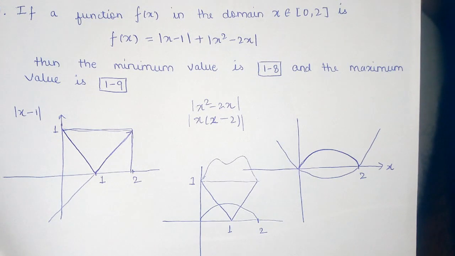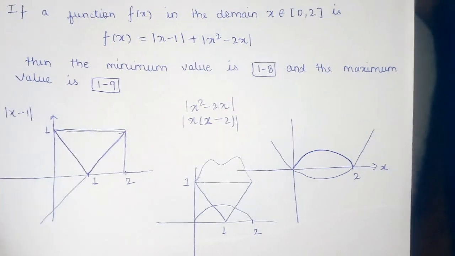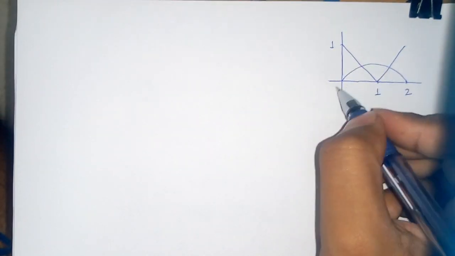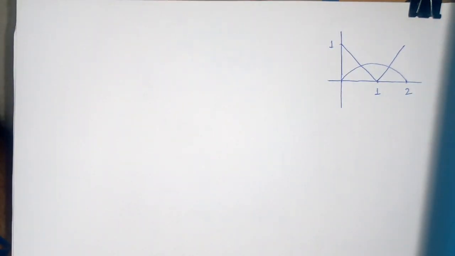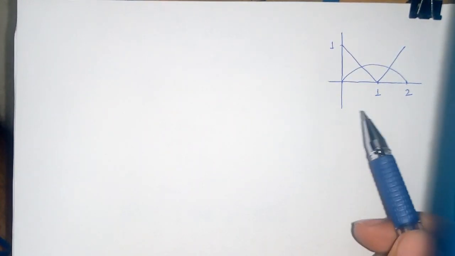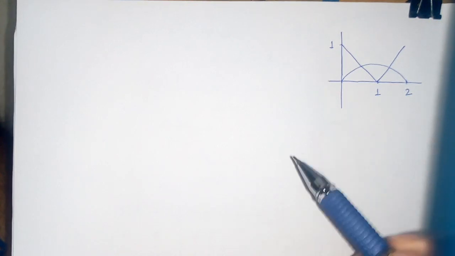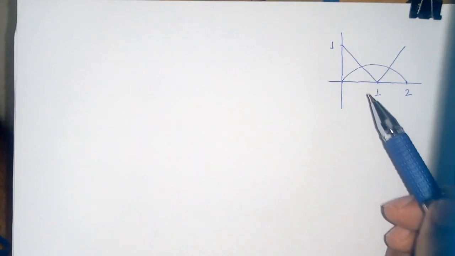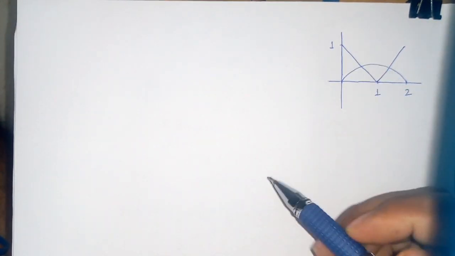So how to find the actual maximum and minimum of this function? In the figure you can see that f(x) is the sum of these two parts, and if we move to the right from the origin, this part is falling and this part is rising. So f(x), which is the sum of these two, is either falling or rising, depending upon which one of these is falling faster or rising faster.